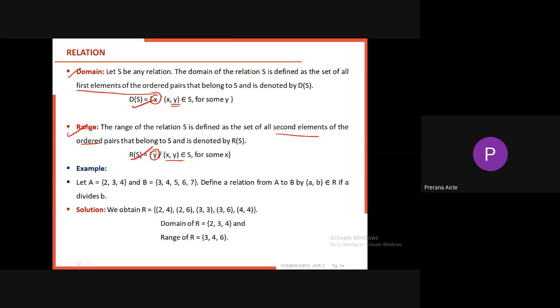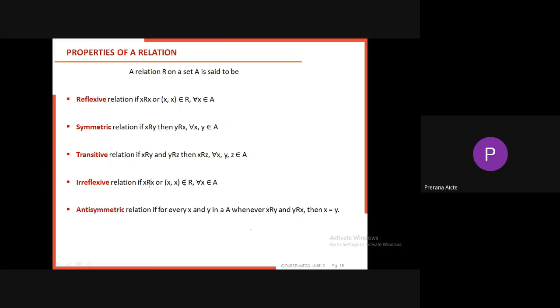So next is the example. Let A = {3, 4}, B = {3, 4, 5, 6, 7}, and the relation from A to B is given by (2,4), (2,6), (3,3), (3,6), (4,4). Now the domain is given by all the first elements: 2, 2, 3, 3, 4. If an element is repeated, no need to write it again. Coming to the range, it is 4, 6, 3 only. So the range is {3, 4, 6}.